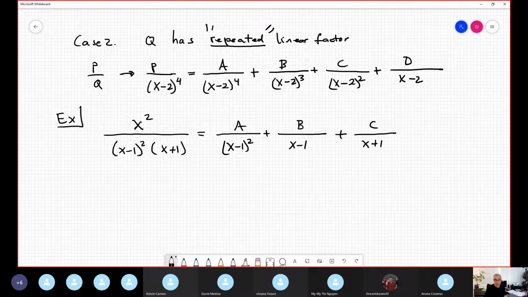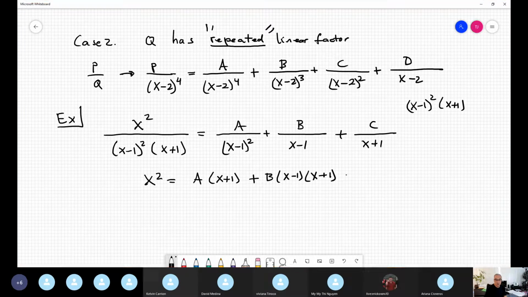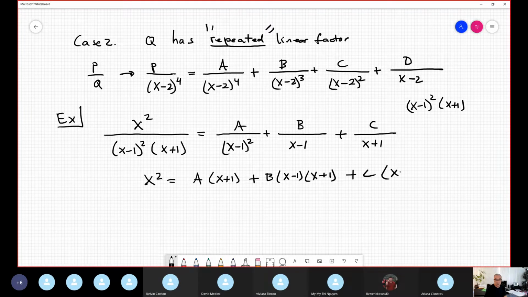Our least common denominator is x minus 1 squared, x plus 1. And you multiply everything by this. In the left hand side we have x squared, and the right hand side we have A times something, x plus 1, plus B, x minus 1, 1 time, and x plus 1, plus C, x minus 1 squared, something like that. Okay.